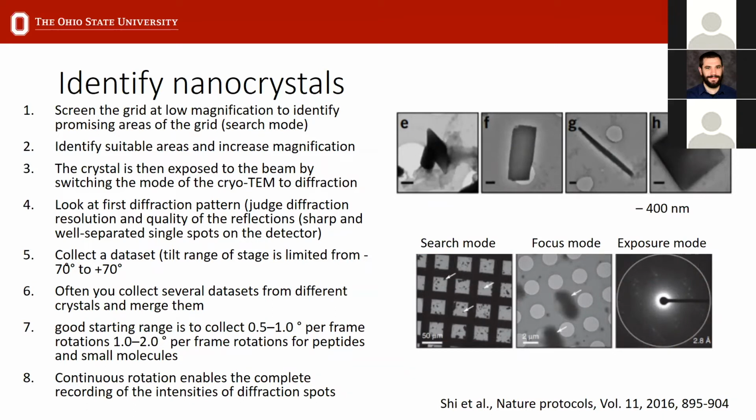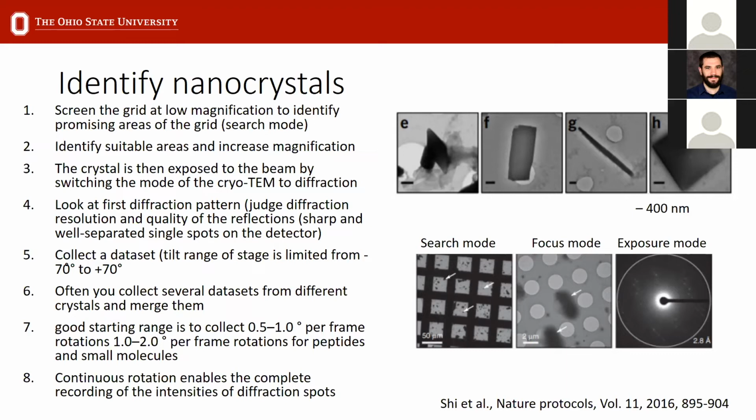Initially, you screen your grid at a low magnification to identify promising areas. That is shown in the lower picture here, labeled with search mode. Once you find a grid area of interest, you increase the magnification and look at the crystal of your interest. Examples of crystals are shown in the pictures labeled E, F, G, and H.